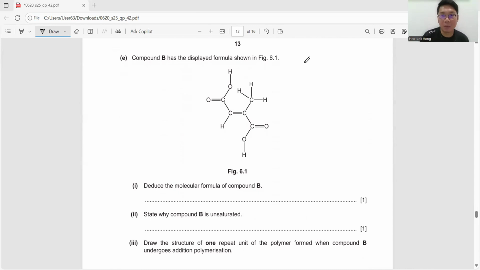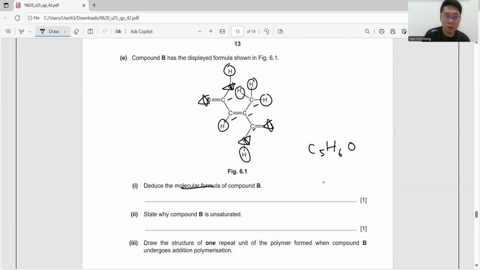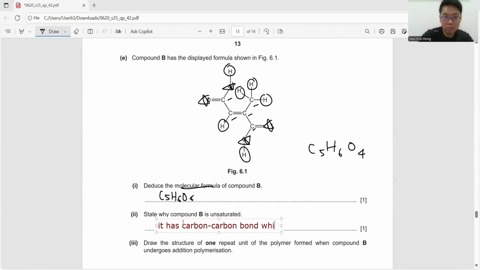Compound B has a displayed formula of this. Deduce the molecular formula of compound B. Molecular formula means how many C, how many H, how many O. So we just count. We have 5 carbon, 6 H, 4 O. So that's why this is the molecular formula. State why compound B is unsaturated. Because it has a carbon-carbon bond that is not a single bond. No matter if it's a double bond or triple bond, as long as any of the carbon-carbon bonds is not a single bond, then it's unsaturated.